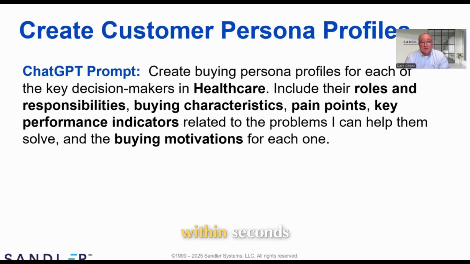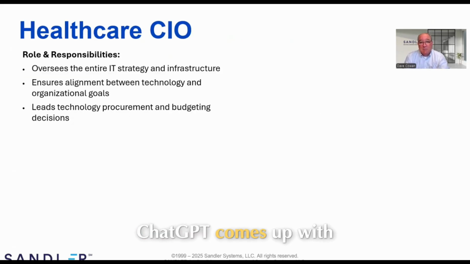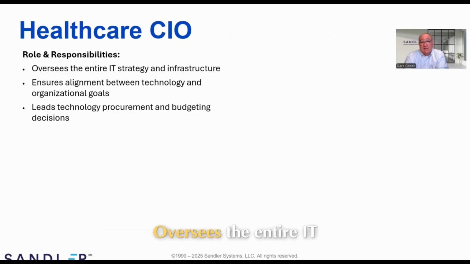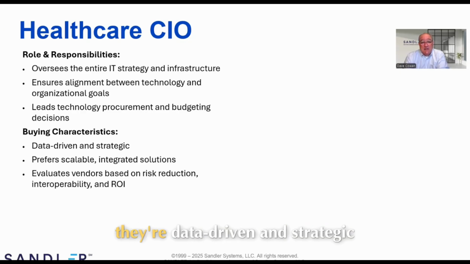So again, within seconds, ChatGPT comes up with profiles for every person I want to sell to. So look at the healthcare CIO, role and responsibility, oversees the entire IT strategy and infrastructure, ensures alignment between technology and organizational goals. And for me as a salesperson, number 3 is killer. Leads technology procurement and budgeting decisions. This is the person I need to speak with early on in the sales process. Their buying characteristics, they're data-driven and strategic, prefers scalable integrated solutions, evaluates vendors based on risk reduction, interoperability, and ROI.